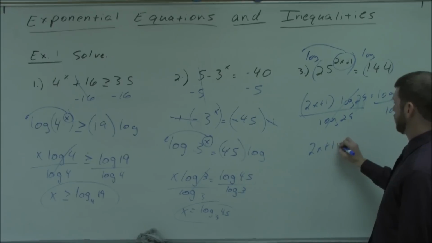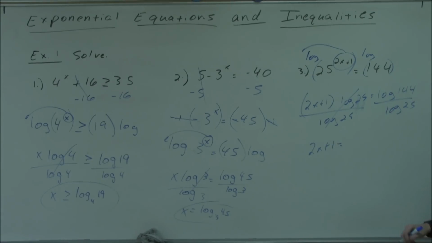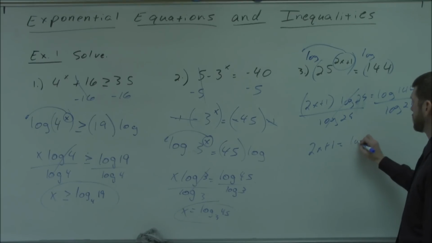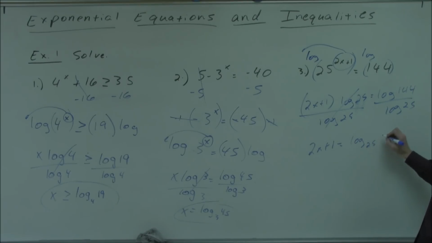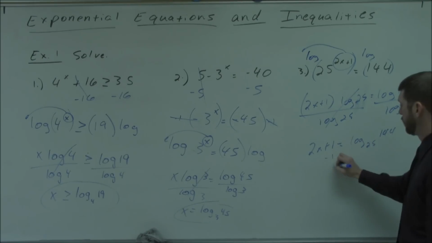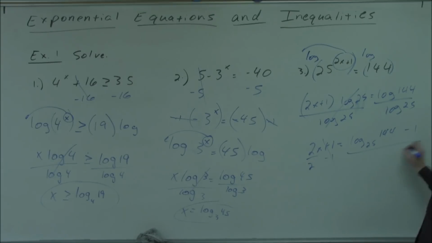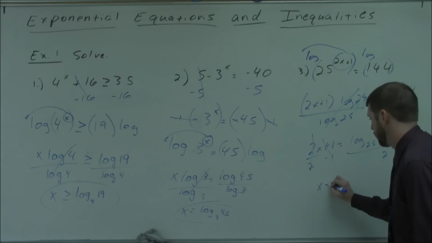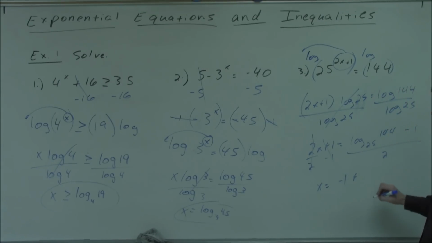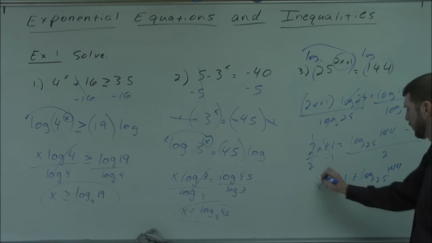2 to the x plus 1 equals. Those do not have a common base, so we'll just combine them together. Log base 25 of 144. Move your 1. Divide by 2. Clean it up. We'll do logs on the end like we do square roots typically. So negative 1 plus log base 25 of 144, all over 2.